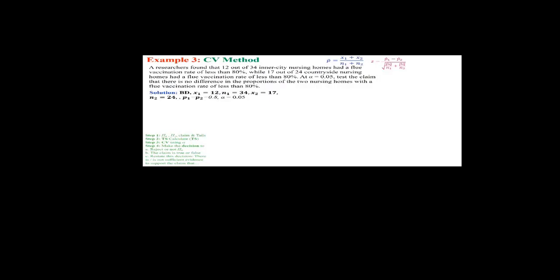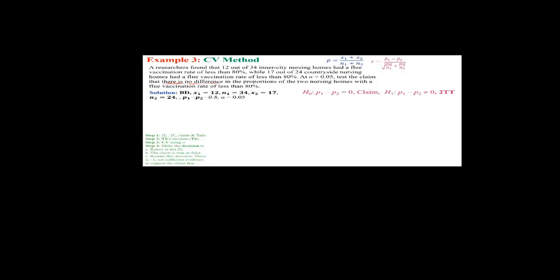Test the claim that there is no difference. So that gives us the following. It is the equality versus not equality, not less than, not greater than, and it makes it a two-tailed test. There is no difference. If there is no difference, what does it mean? P1 minus P2 equals 0 is the claim. So again, the claim doesn't have to be H1.